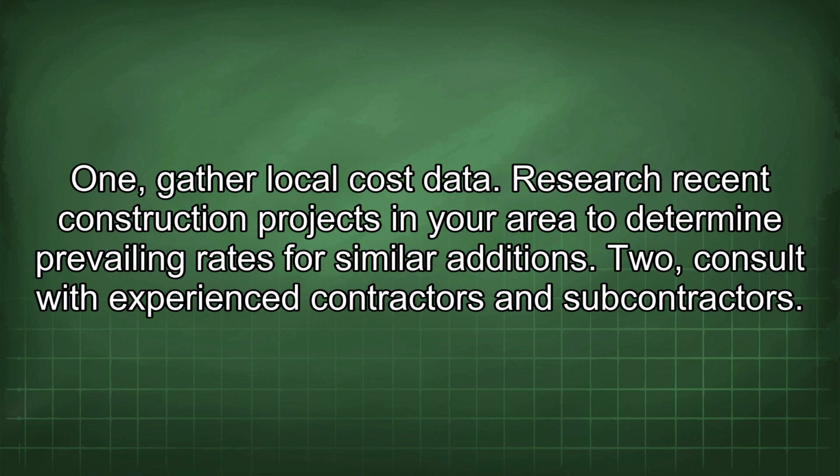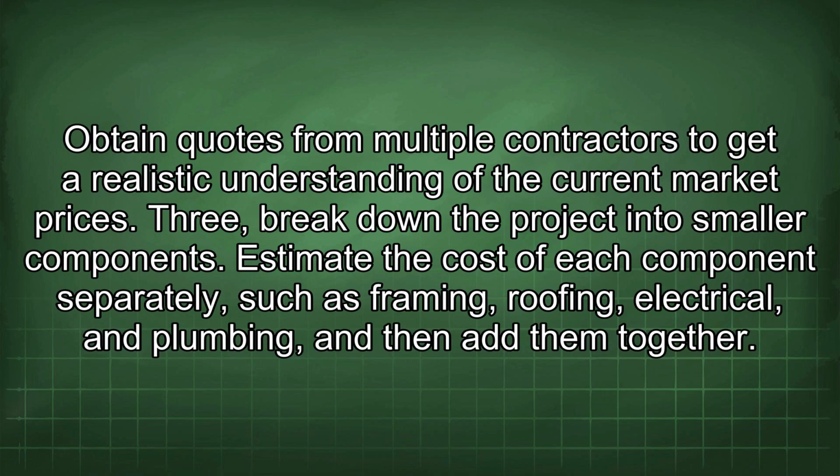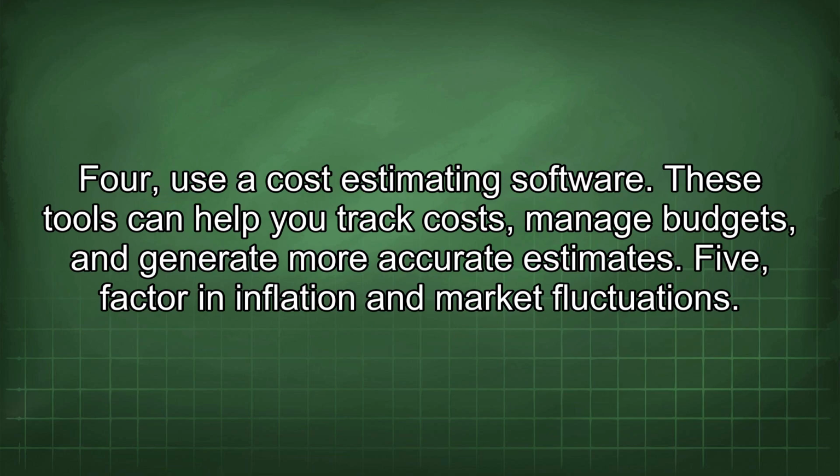2. Consult with experienced contractors and subcontractors. Obtain quotes from multiple contractors to get a realistic understanding of the current market prices. 3. Break down the project into smaller components. Estimate the cost of each component separately, such as framing, roofing, electrical, and plumbing, and then add them together. 4. Use a cost estimating software. These tools can help you track costs, manage budgets, and generate more accurate estimates.